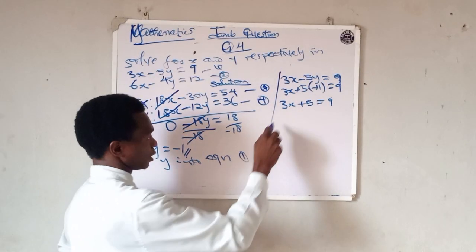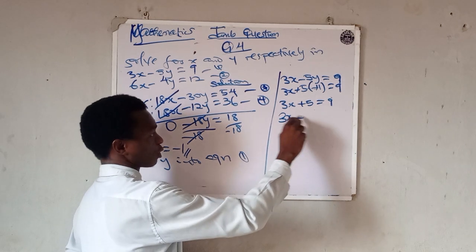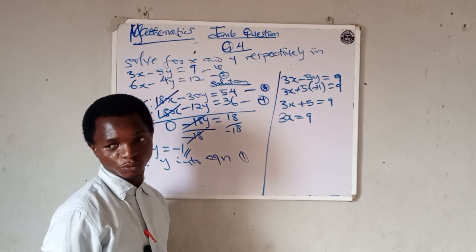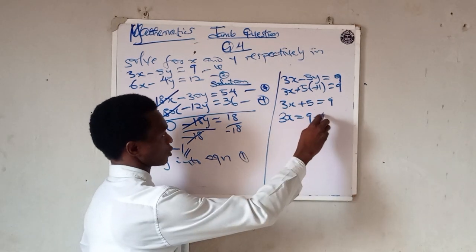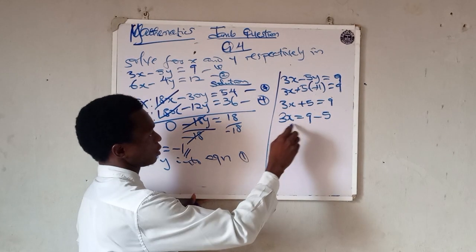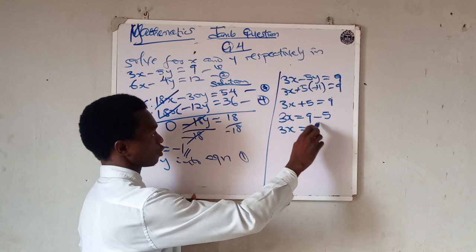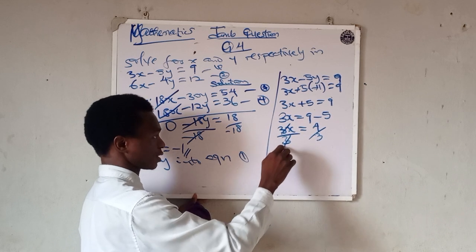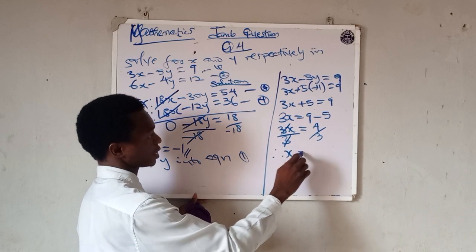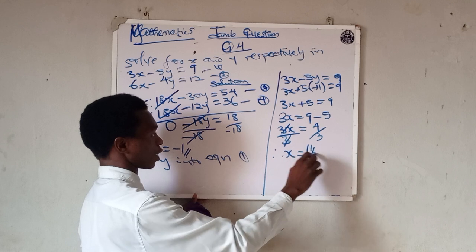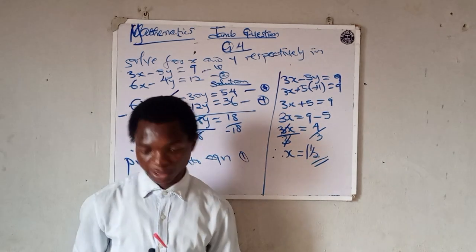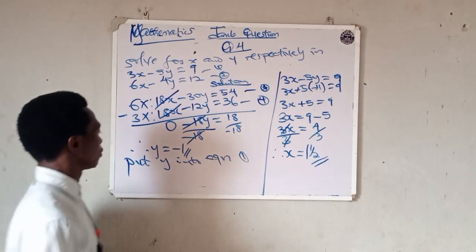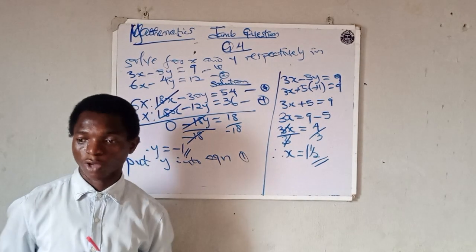Collect your like terms. Your 3x will be equal to 9. Take this 5 to the right; it changes to minus 5. Your 3x will be equal to 4. Divide both sides by 3. Therefore, your x now remains 4 over 3. So that is the value of your x when y is equal to minus 1.